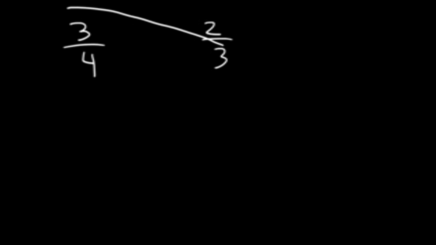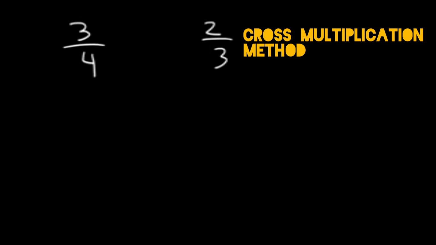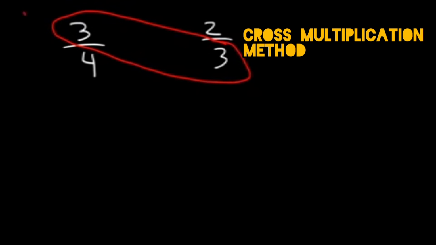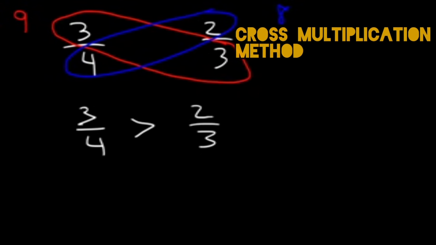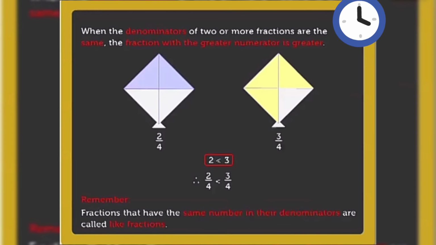So, we can use the cross multiplying method for this. Okay, so what is the cross multiplying method? We have to multiply the numerator of the first fraction with the denominator of the second one. So here 3 multiplied by 3 is 9 and 4 multiplied by 2 is 8. So 9 is greater than 8. So 3 by 4 is greater than 2 by 3.